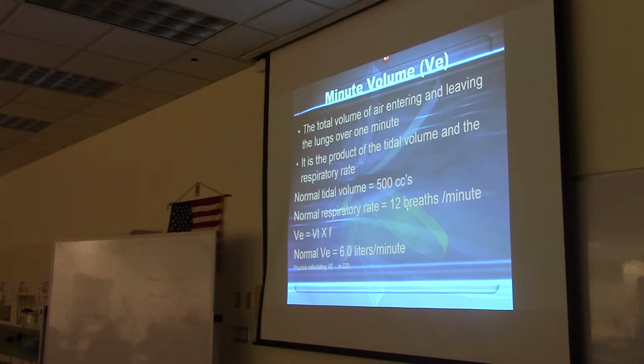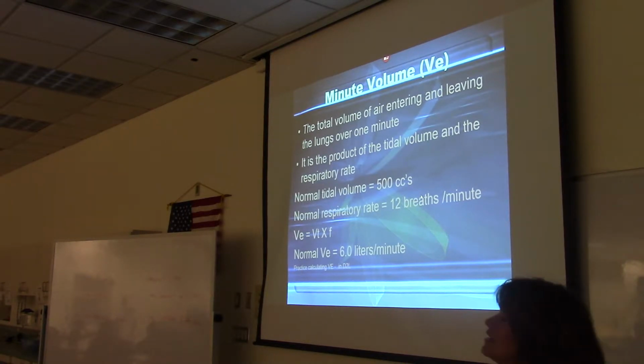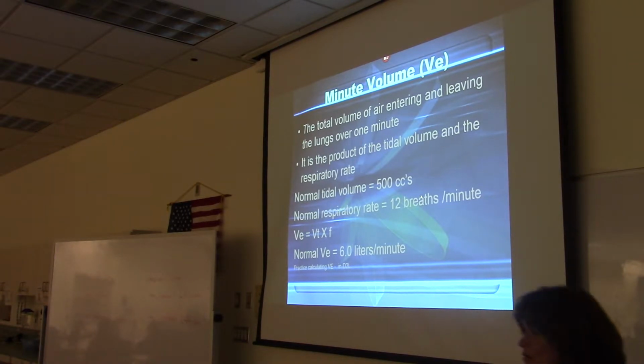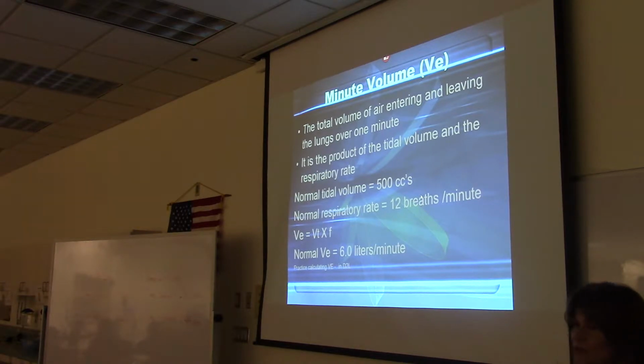So if the normal tidal volume is 500 cc's and the normal respiratory rate is 12 breaths per minute, what is the normal minute volume? So 500 times 12, what does that give you? 6,000 cc's. 6,000 milliliters, so cc's, milliliters, same thing. And then how do you convert it? Divide by 1,000, or just move your decimal point to the left, to the left for liters.